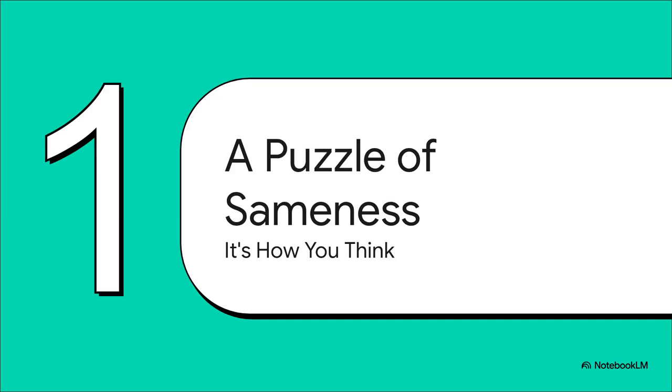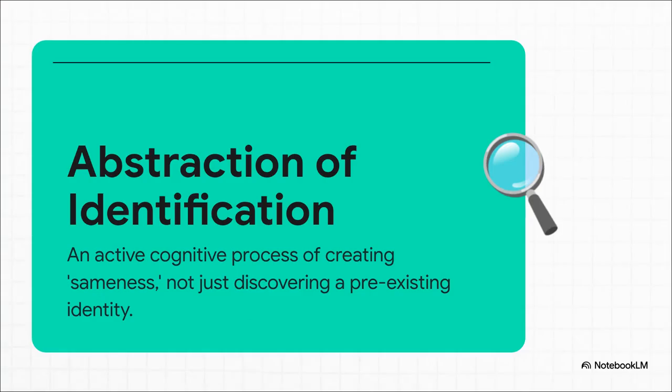To get to the bottom of this, we have to completely flip our perspective. The answer isn't about finding some pre-existing sameness out there in the world. No, the answer is all about understanding how we are actively creating it inside our own heads. And this big idea has a name, the abstraction of identification. Now, the key word here is active. This isn't a passive process. Your brain isn't just a camera that discovers things that are already identical. Think of it more like a sculptor who takes the raw, messy block of reality and deliberately carves the concept of sameness out of it.